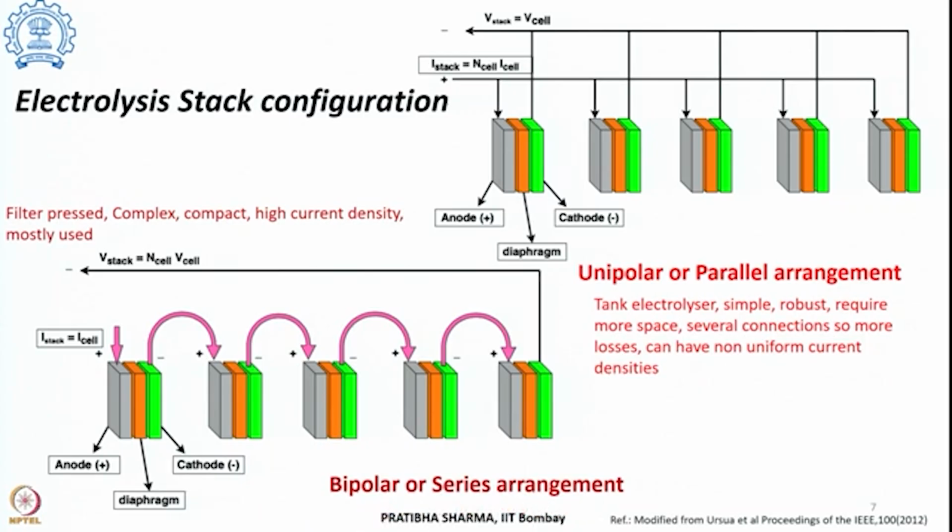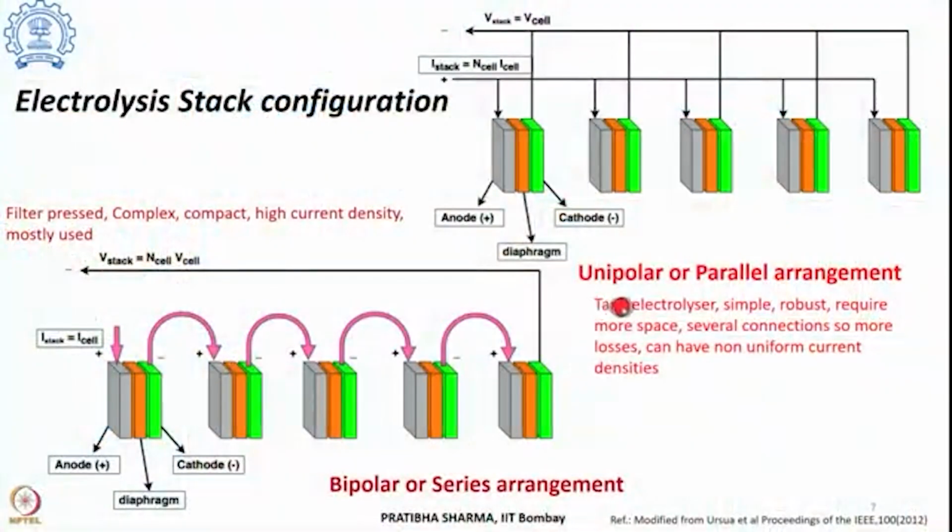There is a third combination also possible, which is a hybrid one. So, some cells are connected in series, some cells are connected in parallel. However, the hybrid combination is not a preferred arrangement in an electrolysis stack. Now, let us look at these combinations. The unipolar or the parallel arrangement is one wherein each electrode has a single polarity in each of the electrolytic cells. This is also known as a tank electrolyzer.